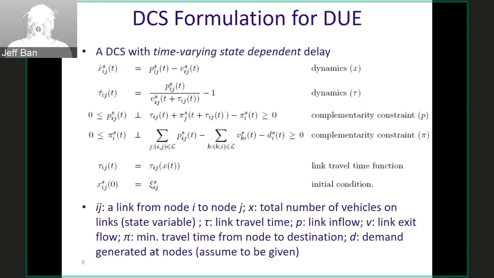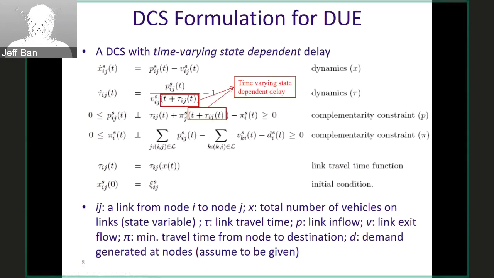Just conceptually, why the DVE is a DCS form: essentially, this is a mass balance dynamics, right? It's the number of vehicles changing. This is the travel time changes. It's related to the inflow and exit flow. It's a flow propagation. You reformulate that a little bit, and then you have these route choice conditions. You have this flow conservation condition at the node, right? So you have this dynamics and you have the complementarity with the initial conditions, right? At least in a formulation, it has this DCS form.